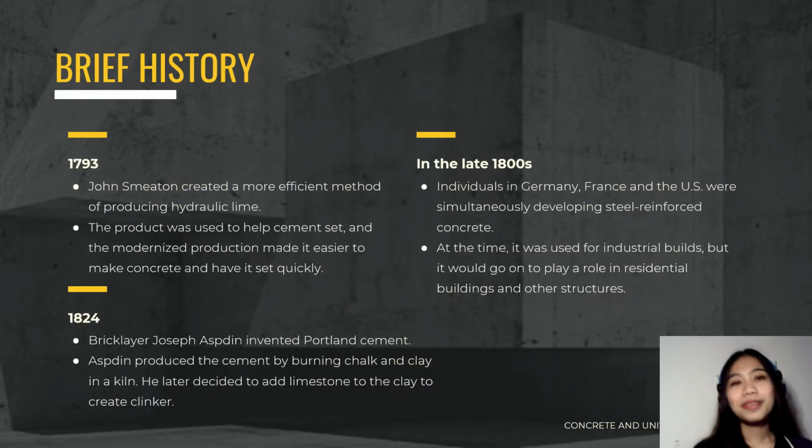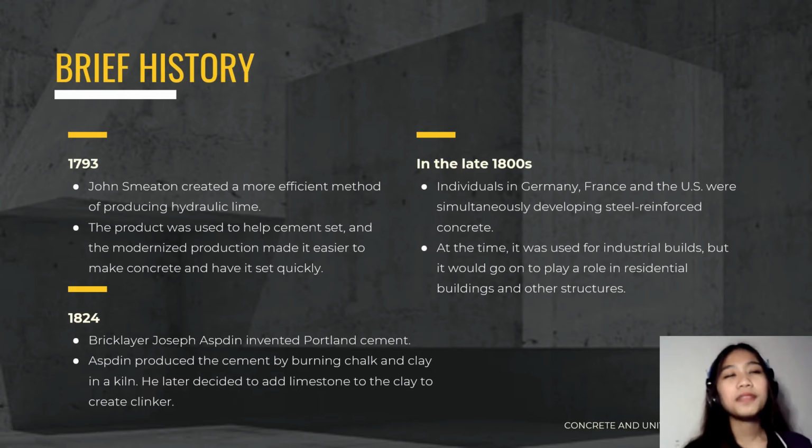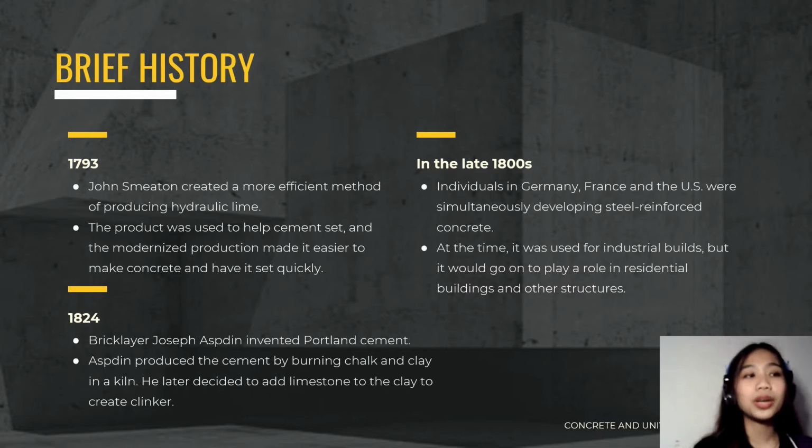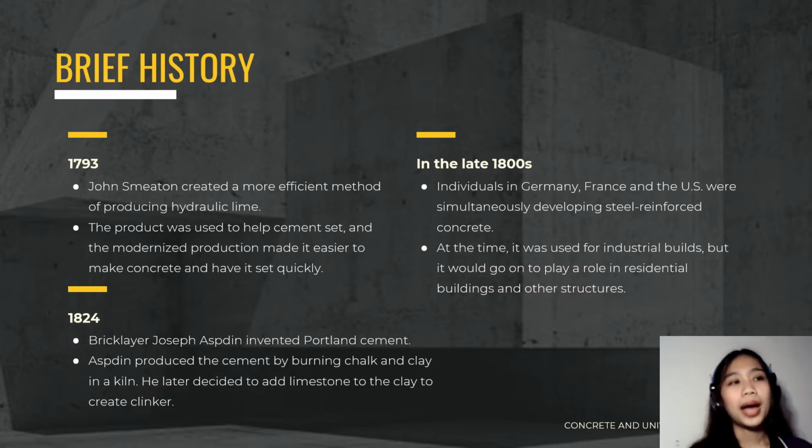In 1793, John Smeaton became known for creating a more efficient method of producing hydraulic lime. His product helped cement set, and the modernized production made it easier to make concrete and have it set quickly. By using hydraulic lime, the setting time of concrete and cement became faster.